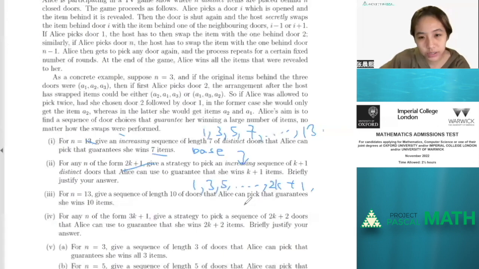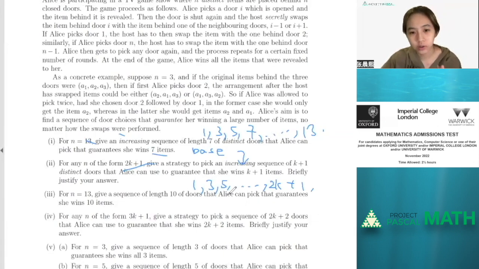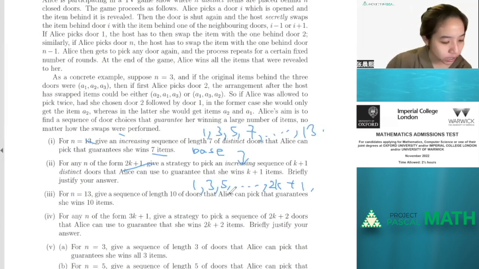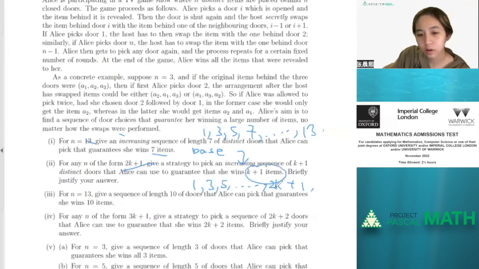So basically you check every single door, and then check every single door afterwards, and you realize that it does check for every single door before it. And so it does confirm a new item at least every single time. So all in all, it's k plus one items.